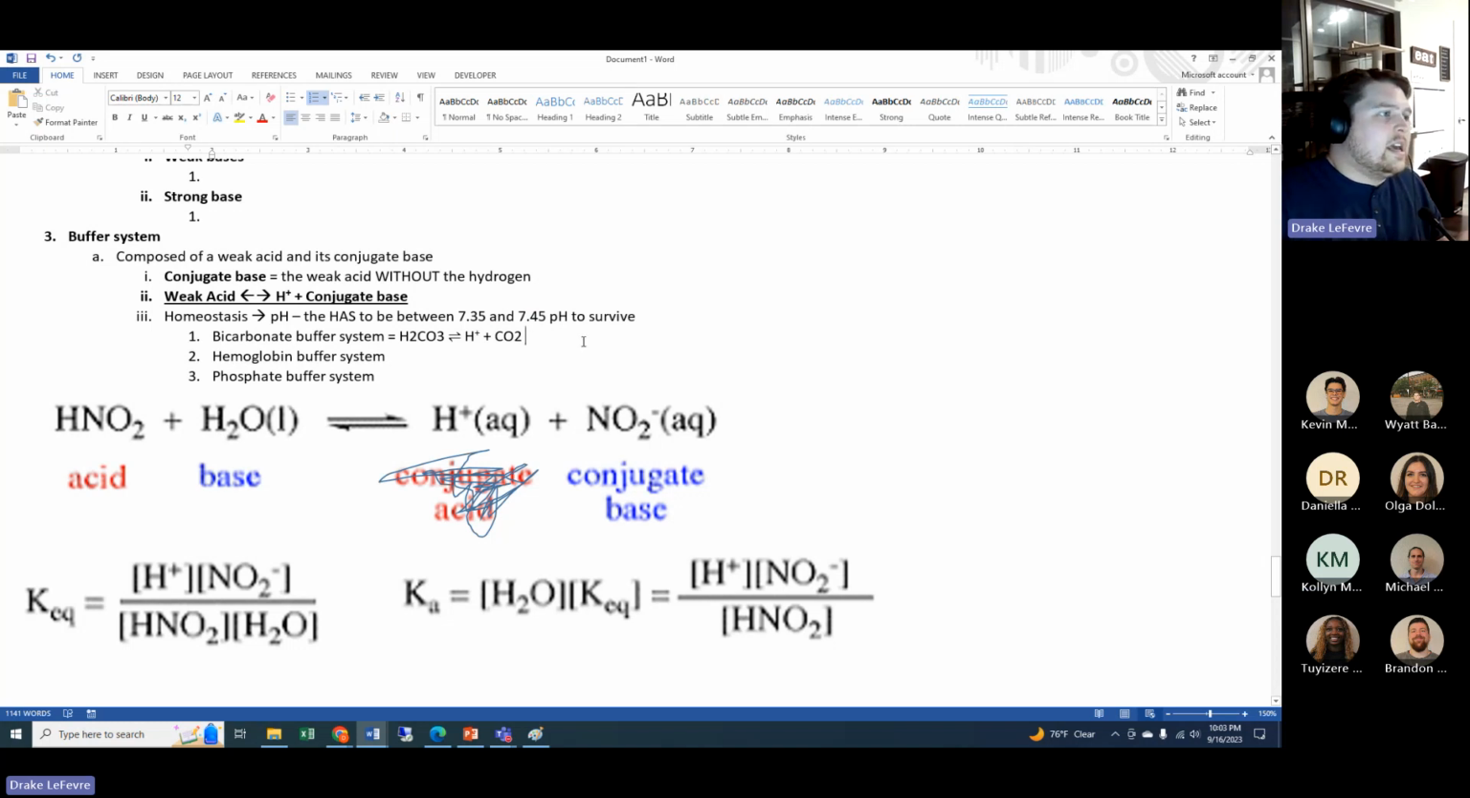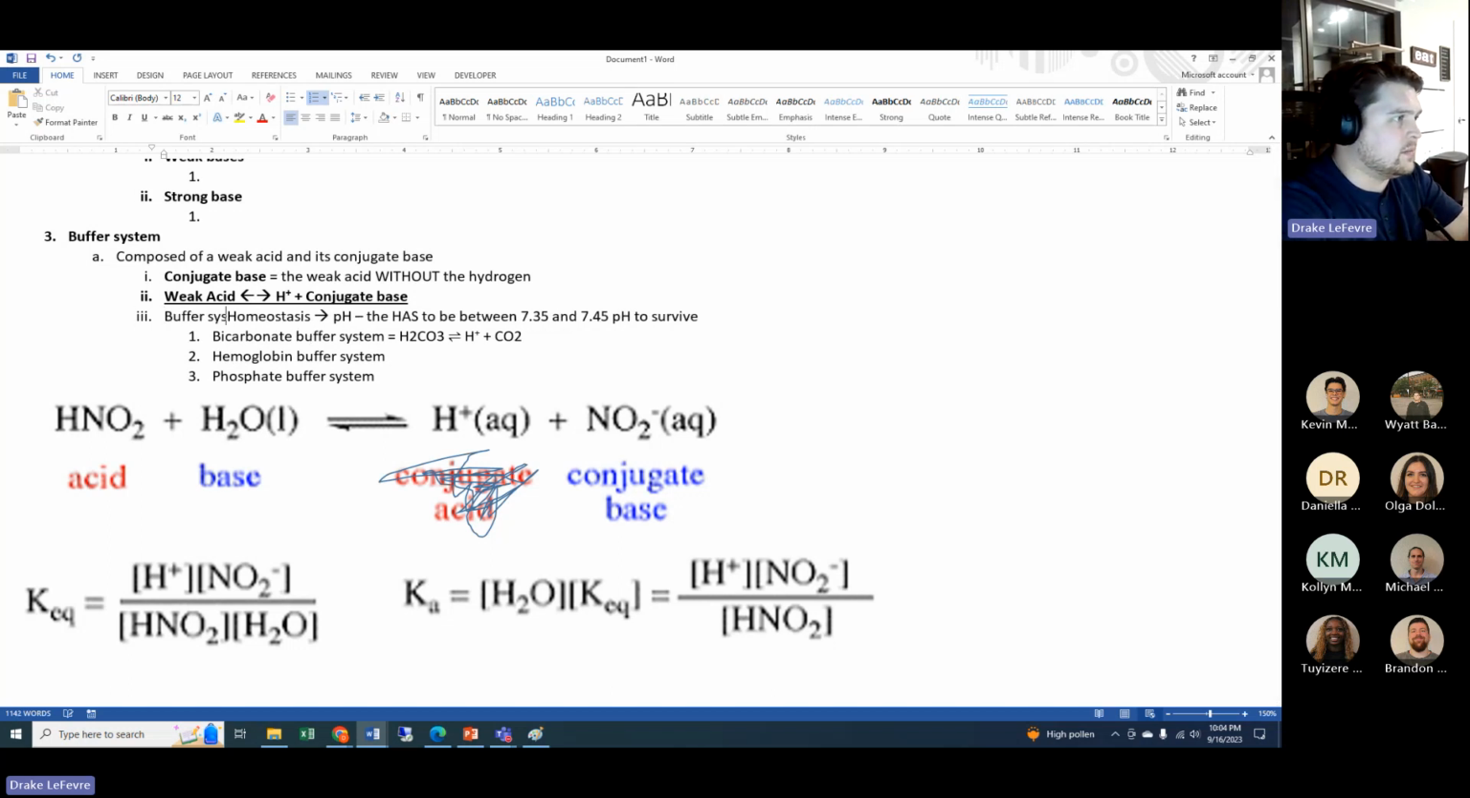So again, like I just said, you do not need to know this specific system. This is above your pay grade right now. But this is why we have these buffer systems and how they work in physiology. This is just a glimpse into the future of what you'll see later on down the road, just so that you have a little bit of context. Okay. Cool. So that's our buffer systems.